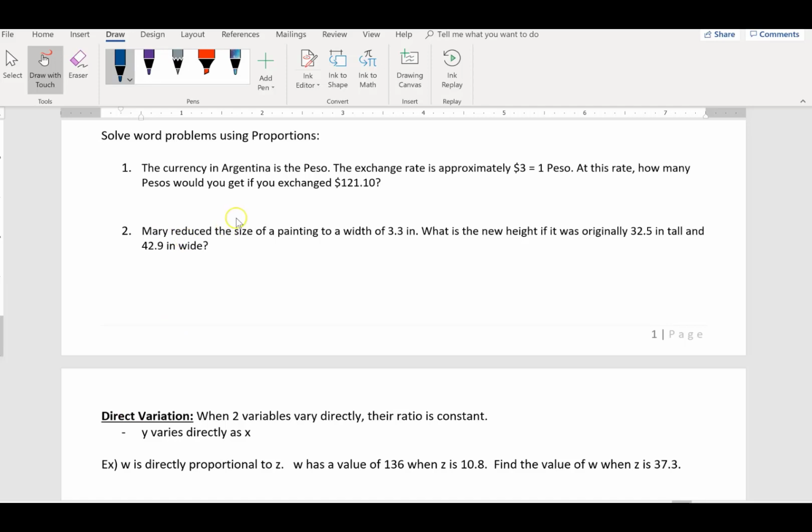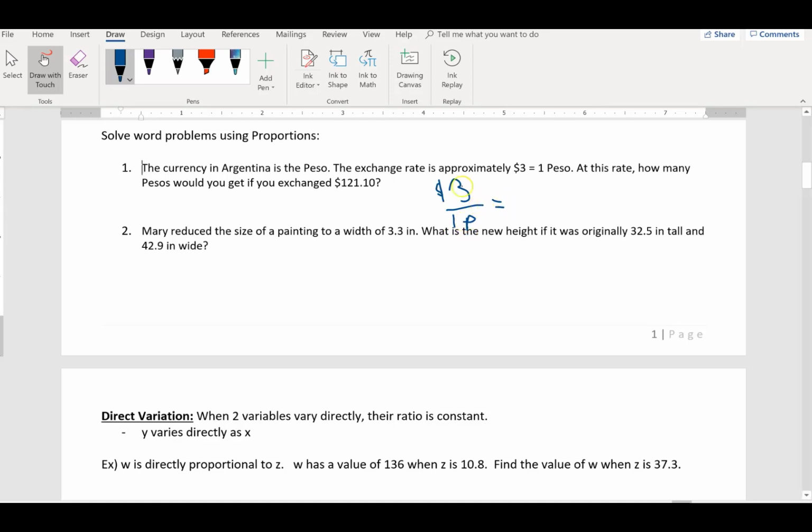Now we will solve word problems using proportions. The currency in Argentina is the peso. The exchange rate is approximately $3 equaling 1 peso. At this rate, how many pesos would you get if you exchanged $121.10? Okay, so we have $3 is 1 peso.